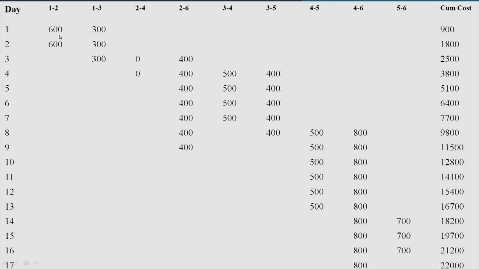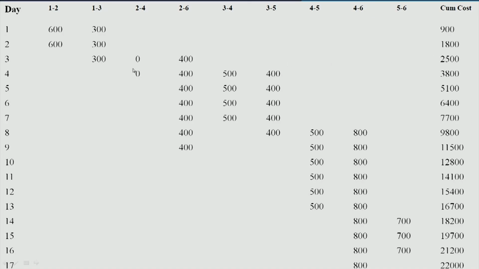So, for activity 1-2, these are expenditures in this month. It does not matter whether it is days, months or years. The first month, this is your cash outflow or expenditure, whatever you call it. This is for the second month. This is for activity 1-3, so its duration is 3 days. On the very first day, the total cumulative cost is 900, on the second day it is 1800, and so on.